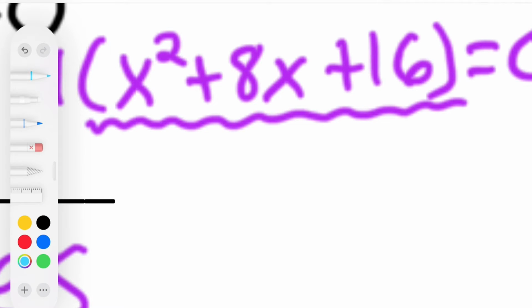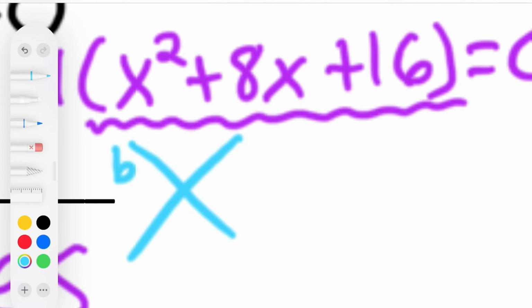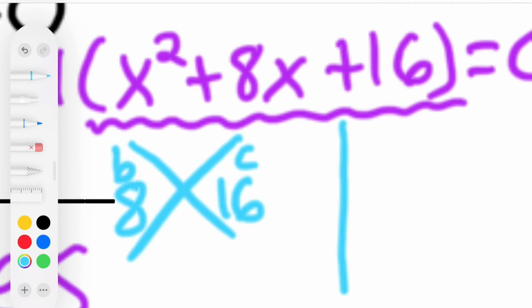So let's look at this. Our a does equal 1. So if our a does equal 1, we go straight into our big X method. If it did not equal 1, we would have to slide and divide. So our c is 16. So we want 2 numbers that multiply to give us 16, but also add and subtract to give us 8.